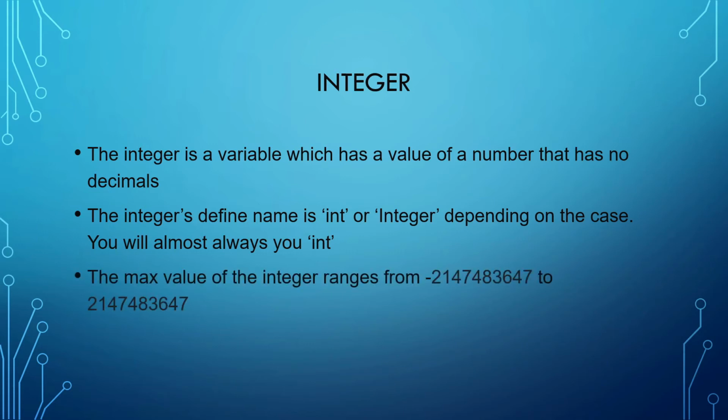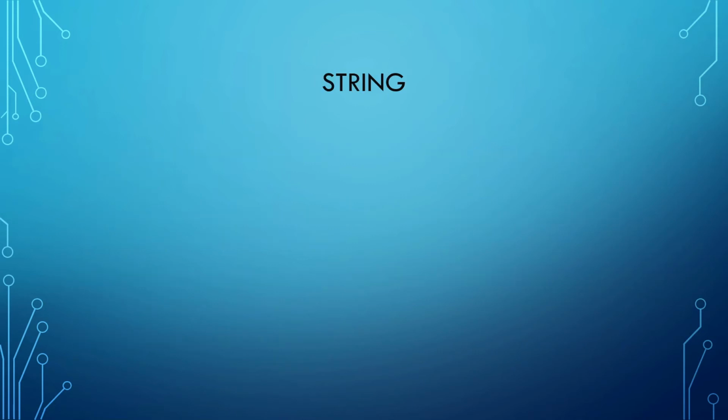The max value of the integer ranges from this number right here to this max number right here. It's a very large number. Example is int as the type, name is experience, and value as 300. Now let's go to string.